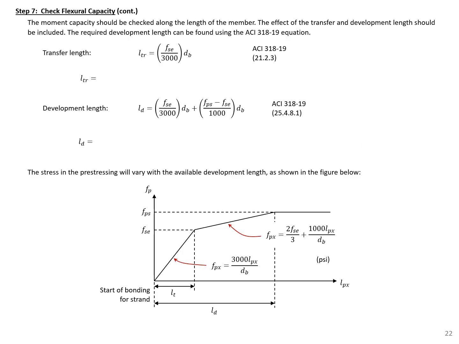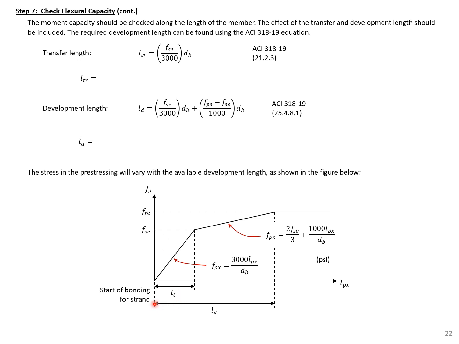The stresses and the flexural capacity should be checked along the length of the beam, and we want to include the transfer length and development length in those calculations. The transfer length is the length required to transfer the pre-stressed stress in from the strand to the concrete. So at a distance L_T, you're going to have a stress in the strand equal to f_se, the service stress in the strand.